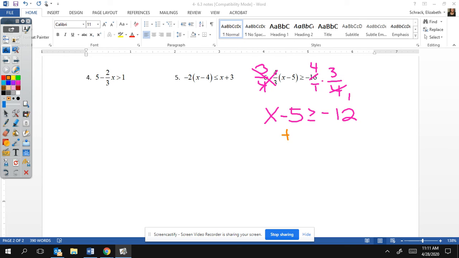Okay, I'm going to get the negative 5 away from the x by adding 5 to both sides. And I did not multiply or divide by a negative. Negative 12 and positive 5, different signs, subtracting gives 7. Take the sign from the bigger number.